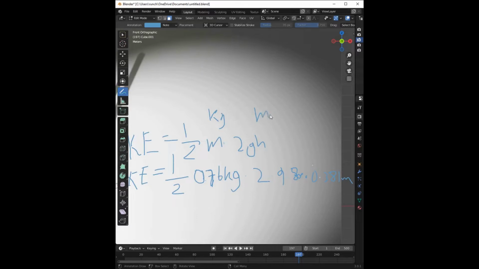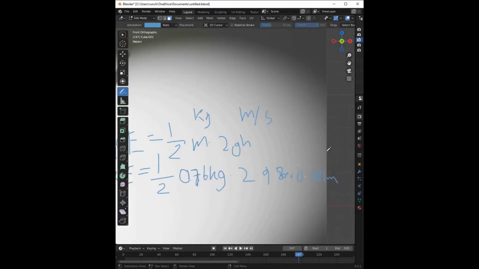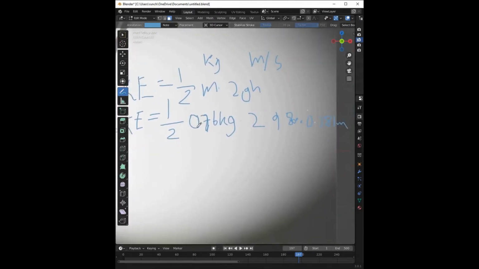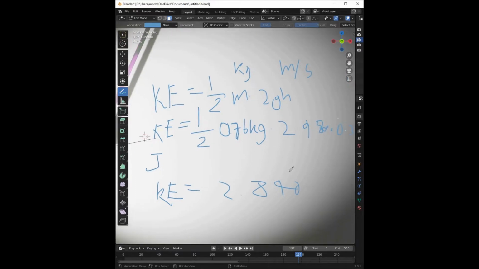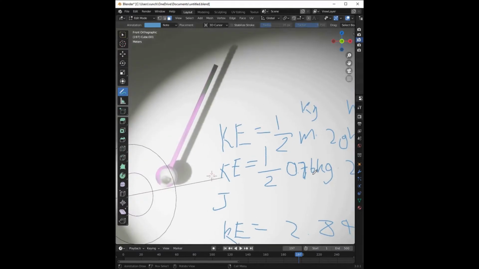The g is in meters per second squared. And the height is in meters. So basically, after I plug this into a calculator, the kinetic energy is in joules. In my output, I get kinetic energy at the bottom of the swing. I get 2.840 and some other numbers, which I'm only going to use for calculations. And that's the amount of energy at the bottom of the swing.